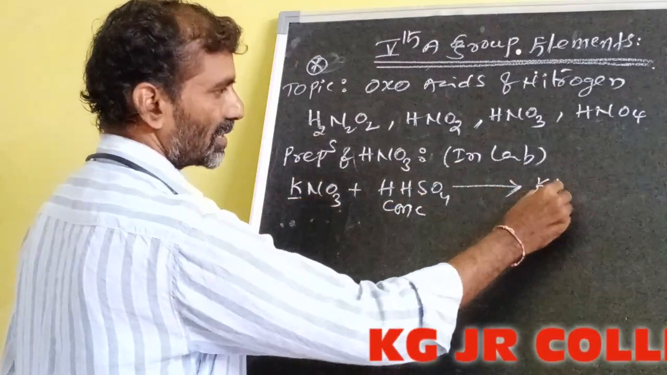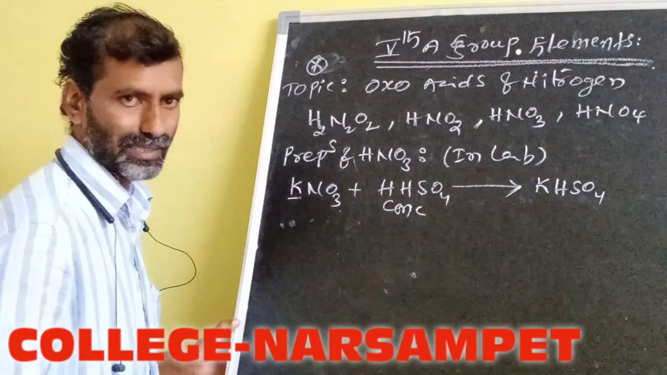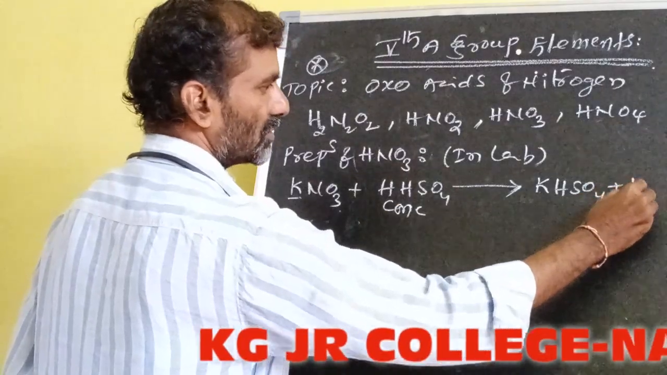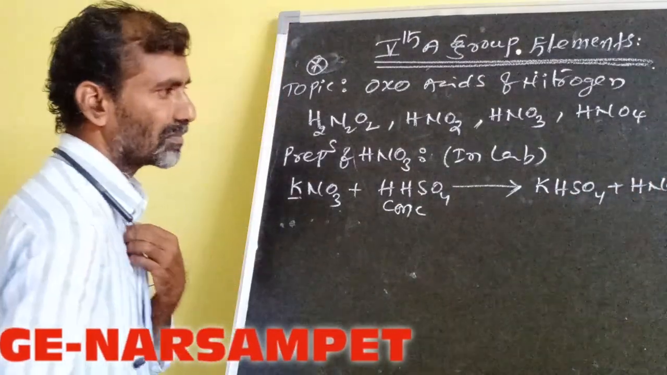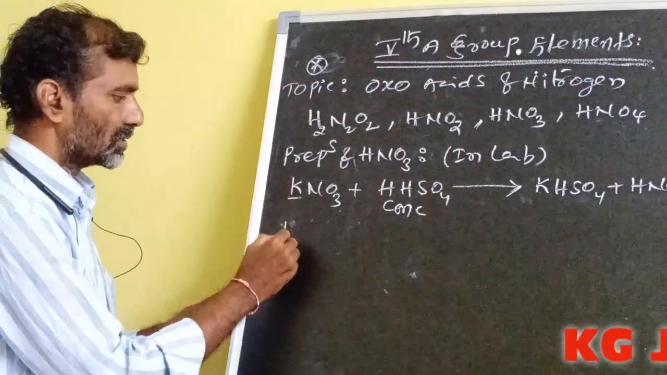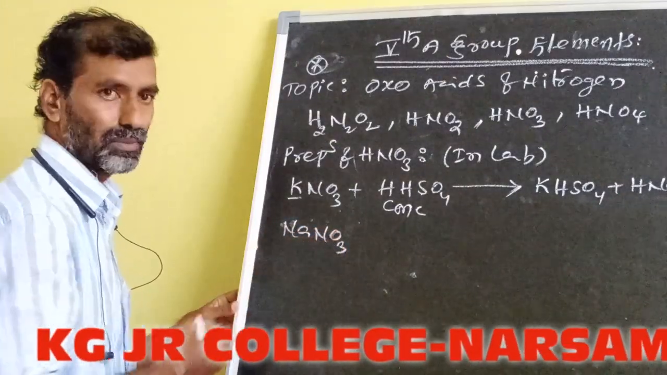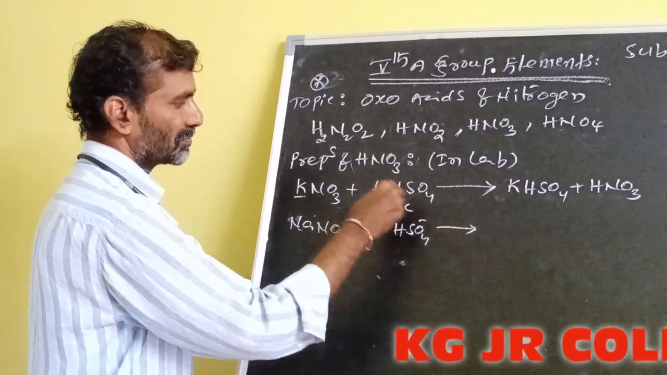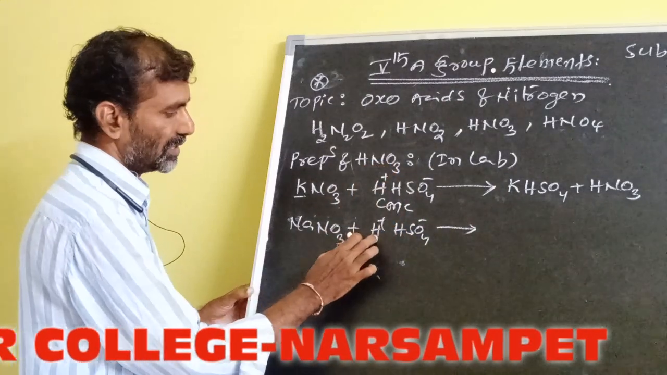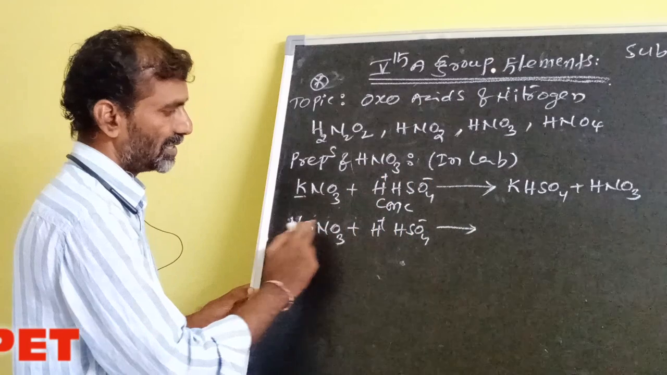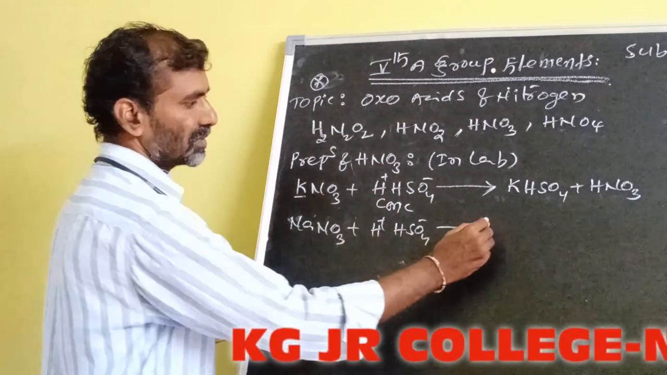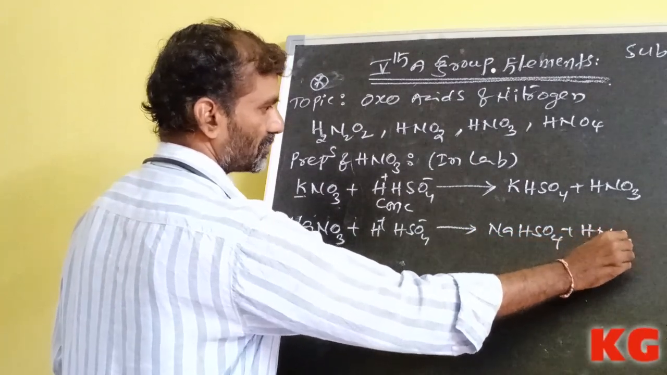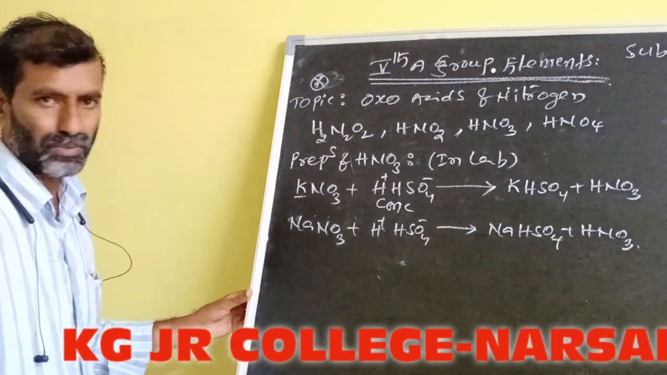So we get KHSO4, potassium bisulfate. The remaining is H plus and NO3 minus, so we get HNO3. And one more reaction, sodium nitrate, NaNO3 plus H plus and HSO4 minus gives H plus and NO3 minus, HNO3, and Na plus HSO4 minus, sodium bisulfate, plus HNO3. So this is about preparation of HNO3.